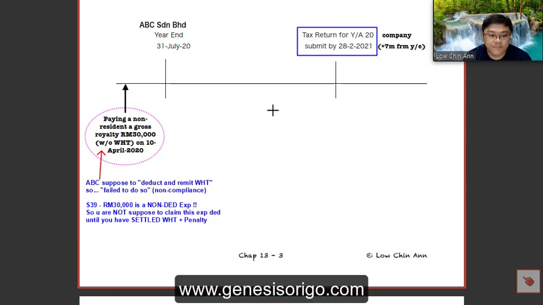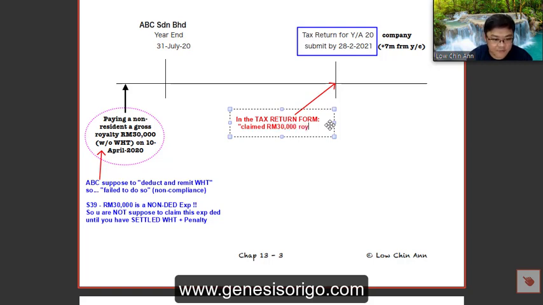this is the problem. When you submit the tax return, normally the tax agent has to be very careful to check. That's why tax agents usually ask whether this invoice that you're paying is to a non-resident. They usually need to be very careful to check. So what happened now is, in the tax return form, you have claimed the 30,000 royalty.